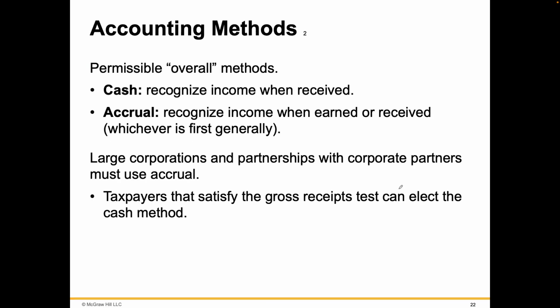So our two methods here, the permissible overall methods, are either cash, recognize income when received, or accrual, recognize income when earned or received, whichever is first. Large corporations and partnerships with corporate partners must use accrual. If you're a publicly traded company, you must use accrual accounting. It is required under GAAP. Taxpayers that satisfy the gross receipts test can elect the tax method, though.